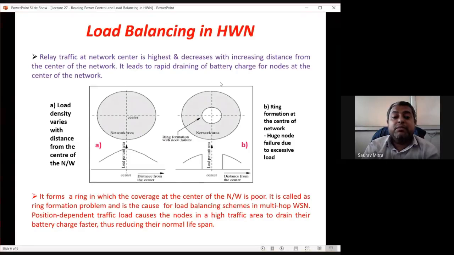Hence, there will be a ring formation at the center of the network, which will cause a void, an area where no data exchange will take place. So this is the problem of load balancing, which occurs in the case of hybrid wireless networks. Now, how to solve this load balancing issue, or how to solve it so that there is no ring formation, we will see in the next class, that is tomorrow. Only the problem I have told you today, what is the problem of load balancing, that is, ring formation is the problem. And by load balancing, how can we manage that ring formation will not occur? That part we will see tomorrow.